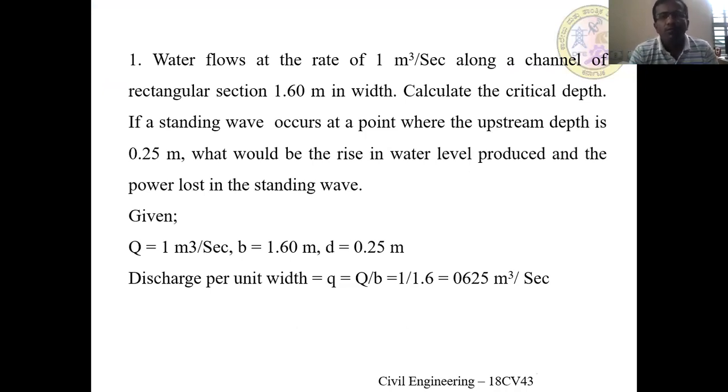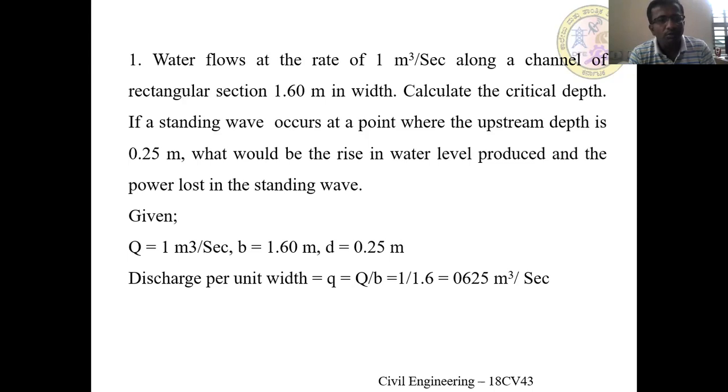Water flows at a rate of 1 meter cube per second along a channel of rectangular section 1.60 meter in width. Calculate the critical depth. If a standing wave occurs at a point where the upstream depth is 0.25 meter, what would be the rise in water level produced and the power lost in the standing wave? The hydraulic jump is also termed a standing wave, since for a few seconds or few minutes the waves are stationary at the point of hydraulic jump formation. That's why it is also called a standing wave.